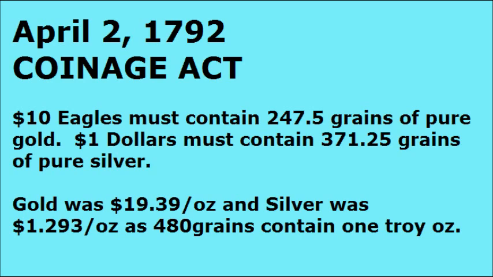On April the 2nd, 1792, the Coinage Act stated that gold eagles, which were denominated for $10, were to contain 247.5 grains of pure gold. Otherwise, silver dollars were to contain 371.25 grains of silver, and copper for pennies and half pennies as well.